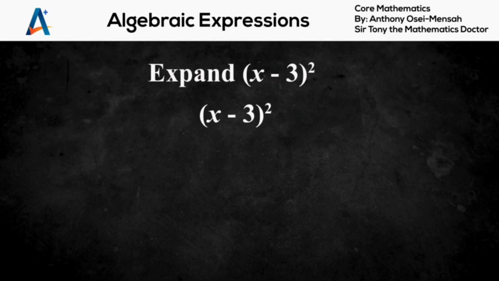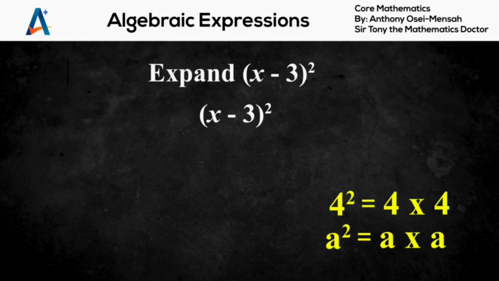This is a perfect square. The entire expression, or the binomial in the bracket, is being squared. Just imagine a number, for example 4, which is squared. It means that number 4 times itself. That is 4 times 4. A number like a squared is the same number times itself. We have to take note of that.